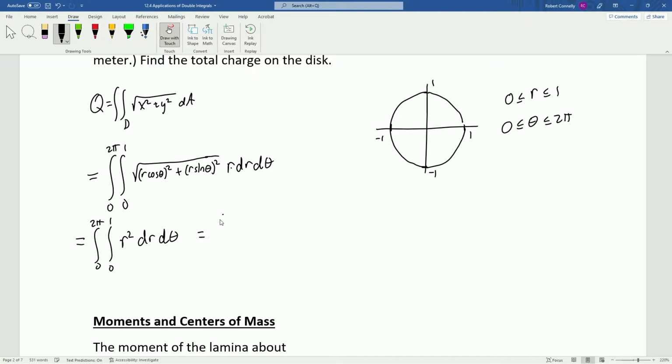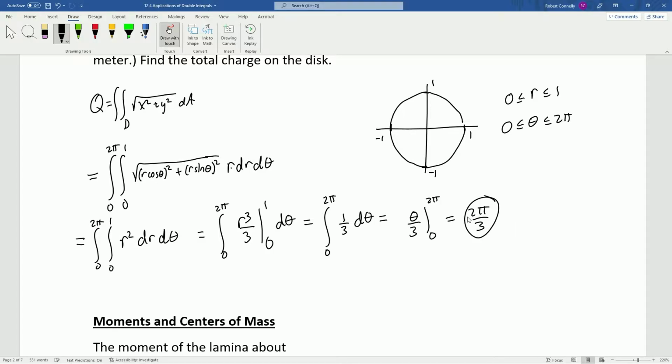Now, if I integrate this with respect to r, we get r cubed over 3 evaluated from 0 to 1, d theta. This is going to be 1/3 minus 0, d theta. That's theta over 3 evaluated from 0 to 2 pi, which gives us just 2 pi thirds. So that's the total charge on the disk.